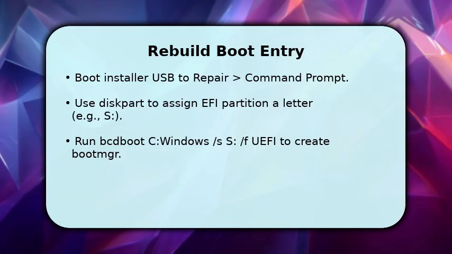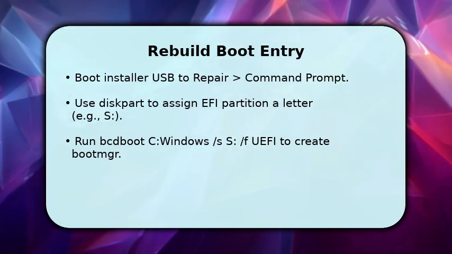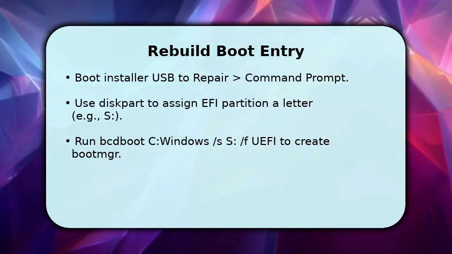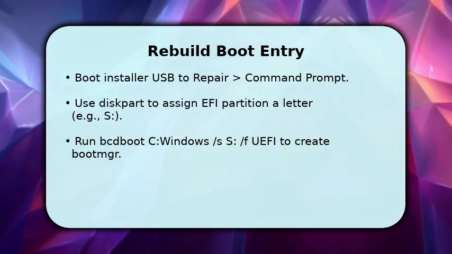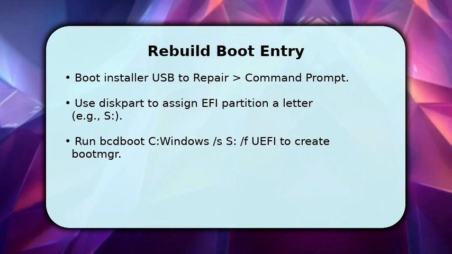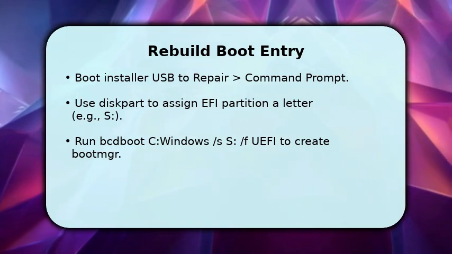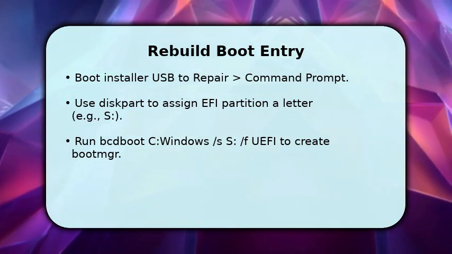bcdboot C:\Windows /s S: /f UEFI. This copies EFI files and registers Windows Boot Manager with firmware. Make sure the Windows installation is on C. If not, find the correct Windows folder first. Once bcdboot finishes, you've created the UEFI boot entry.